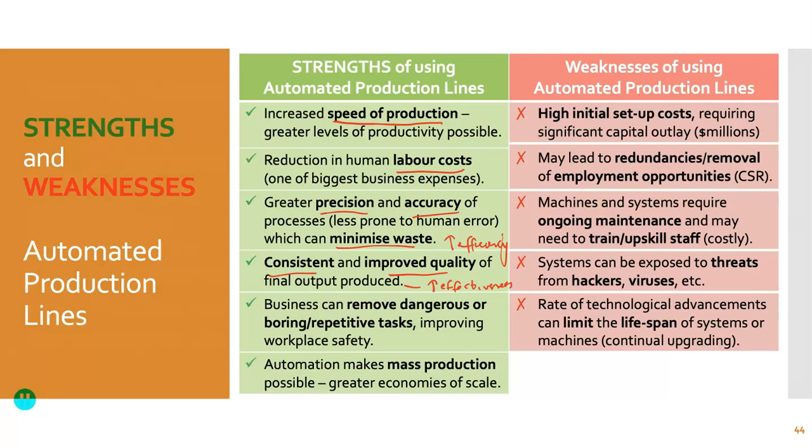This also means it's not all bad for people. It means people do not have to do the dangerous or boring repetitive tasks. And automation has made mass production possible. Economies of scale. This means we can make the goods and services that 7 billion people on our small globe need. Now, there are weaknesses or disadvantages.